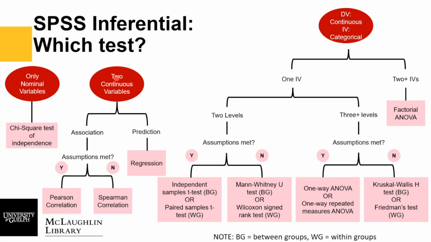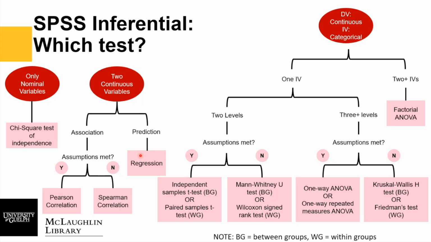Again, if you've got 2 continuous variables, but you're looking to make a prediction, as we increase a level of one thing, what happens to the other thing? I want to make a prediction. That's probably a regression. This is a little simplified because there are actually a lot of different kinds of regression.